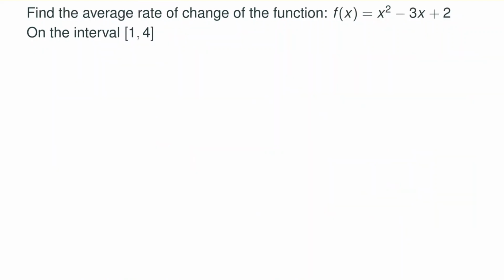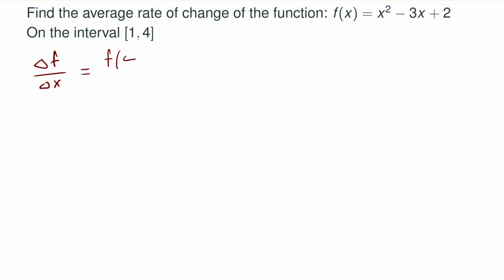Find the average rate of change of the function f of x equals x squared minus 3x plus 2 on the interval 1, 4. Between 1 and 4. So these are x values only. So finding average rate of change, the meaning is only change in f over change in x. But graphically, this also means finding the slope between these 2 points on this graph. So that's what we're doing graphically.